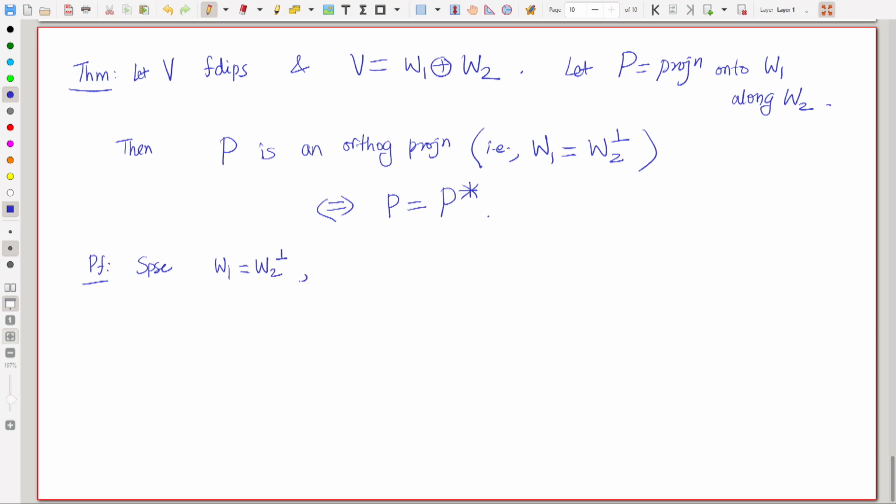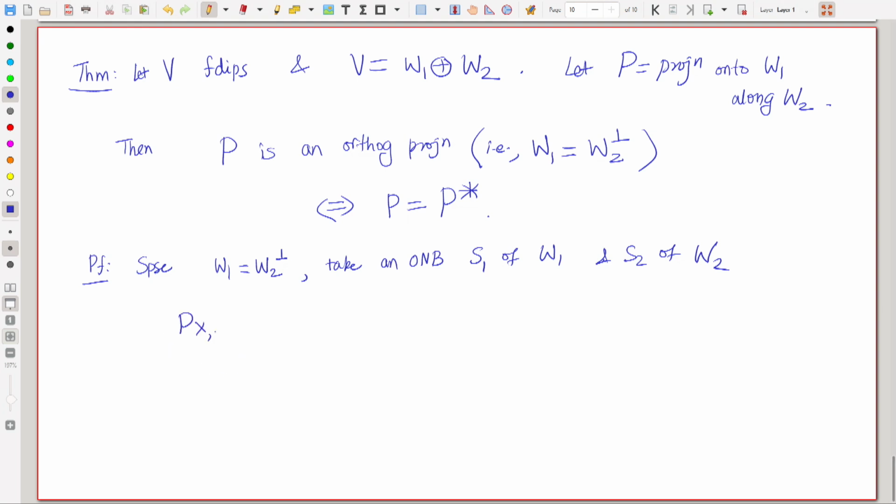what we will do is we will just take an orthonormal basis. So we have to show that P is equal to P star, right. So let us take an orthonormal basis S of W1, let's call it S1 of W1 and S2 of W2. So you take an orthonormal basis of each of these two spaces. Okay. Now we have to show that P equals P star.